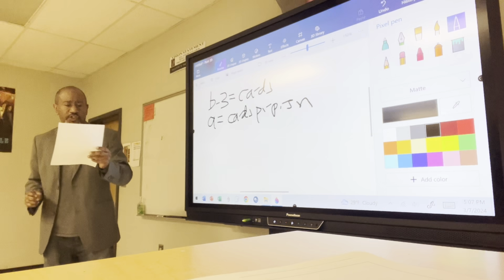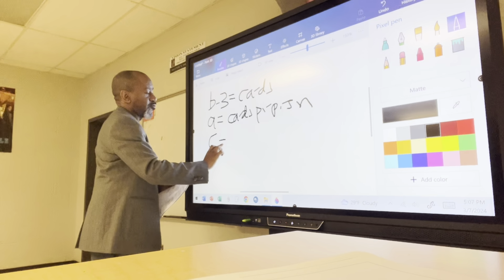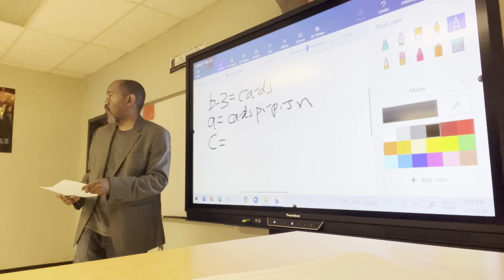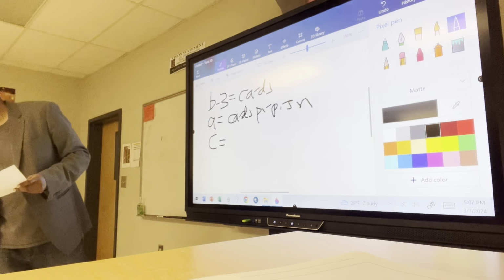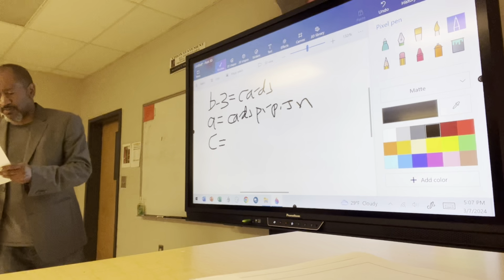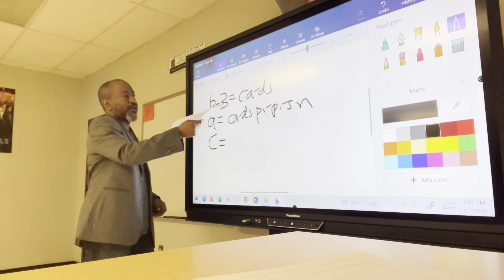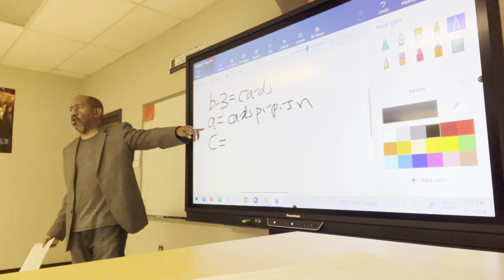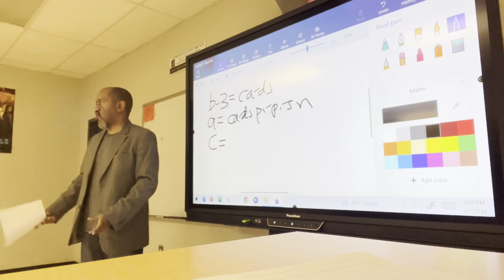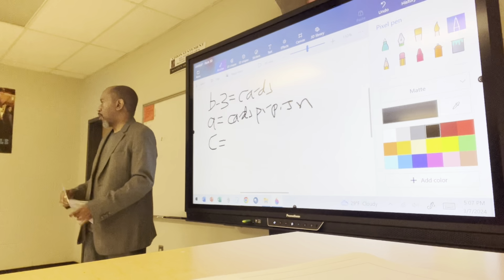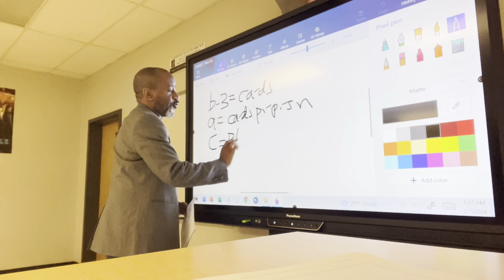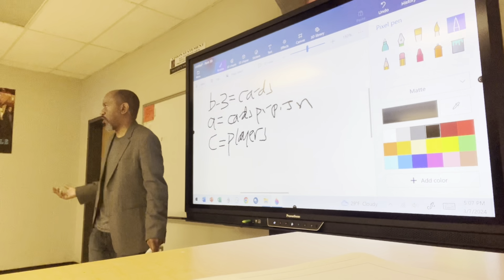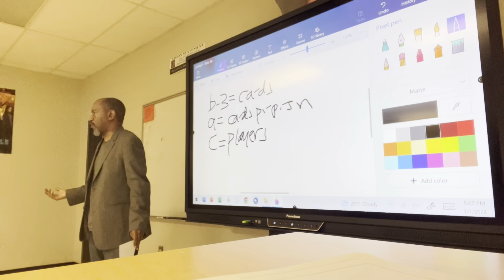So now the question is, c has to represent the number of what? What do you think c has to represent? If b minus 3 represents the cards and a represents the number of cards each person gets, what does c have to represent? The players. So before we even solved the problem, the only thing we did was what? Organize and create visuals. Everybody with me so far?